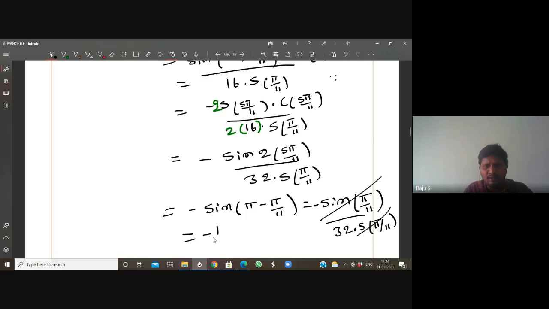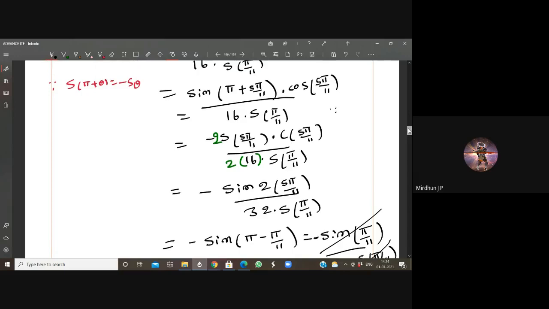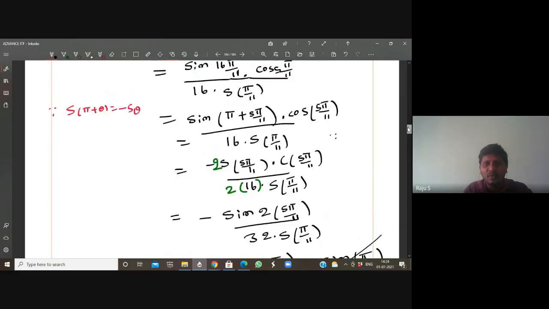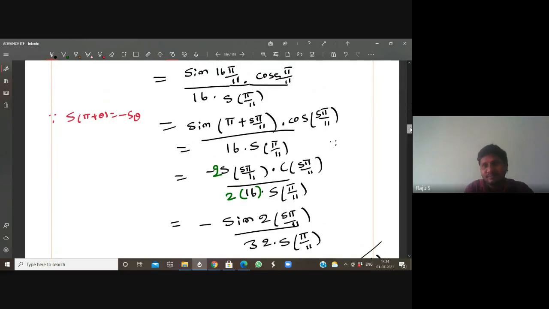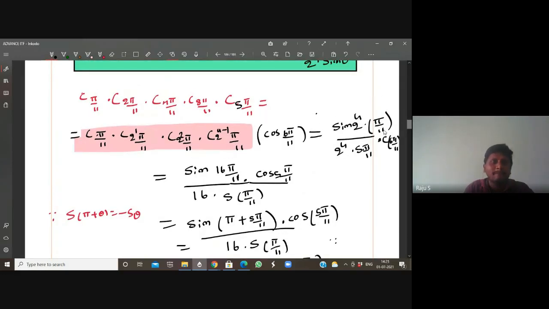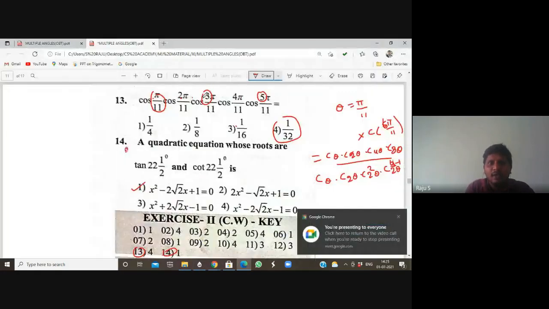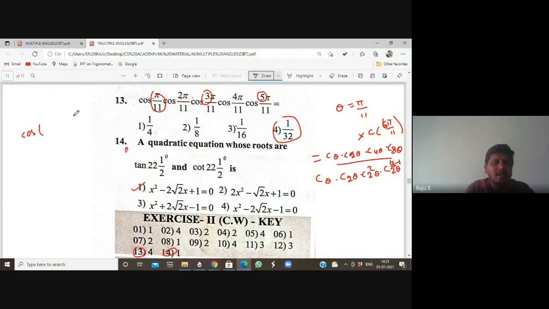So finally, what is the answer we got? Yes. But the answer is 1 by 32, sir. So here where we have made the mistake, can anyone find it? In the question, if you see cos 3 pi by 11, we wrote it directly as cos 8 pi by 11. Am I right?